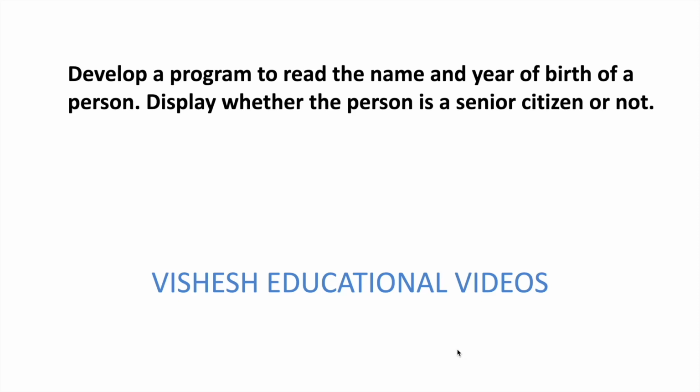So in this video, I'm explaining a Python program. That program is going to read the name of a person and also the year of birth. After reading the name and the year of birth of a person, it is going to display whether the person is a senior citizen or not. So it's a very simple program.